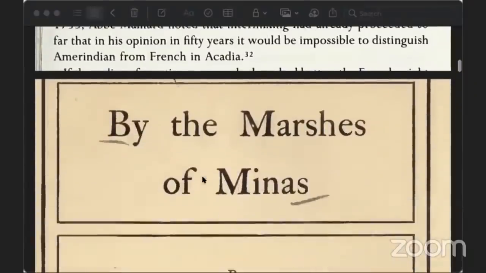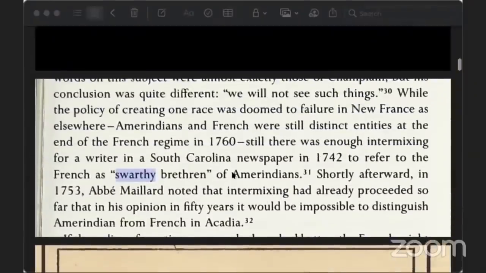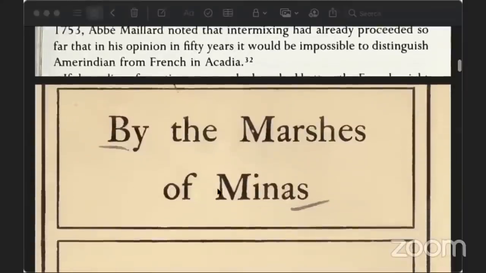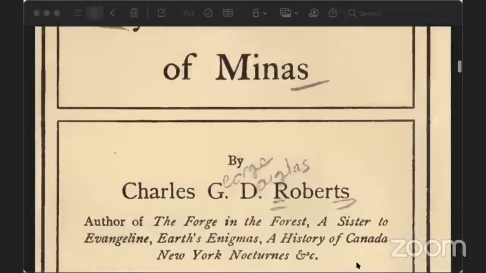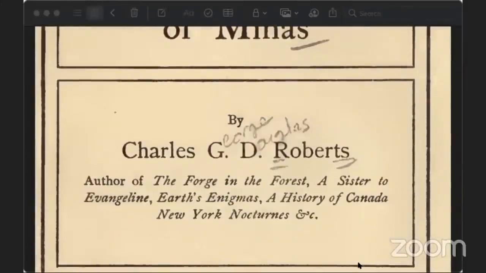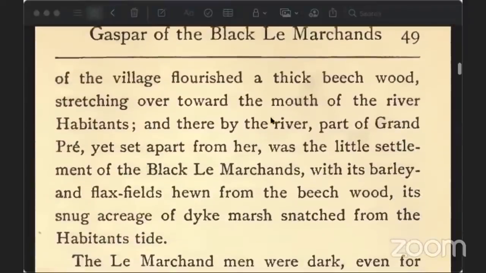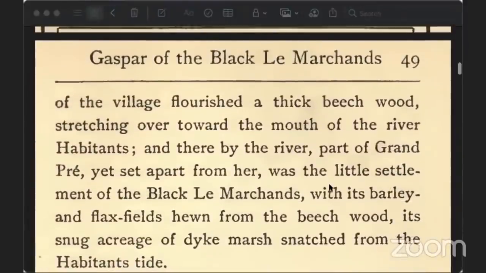Swartiness all over the place. You can't distinguish who's who. And how often did this happen in American history? And we only remember the Indian part, because we always assume the European was white. By the Marches of Minas, by Charles G.D. Roberts, author of The Forge in the Forest. All right. It says here, Gaspar of the Black Lemarchants.